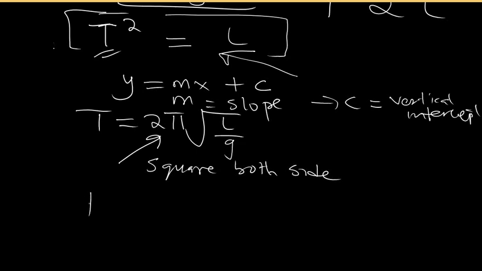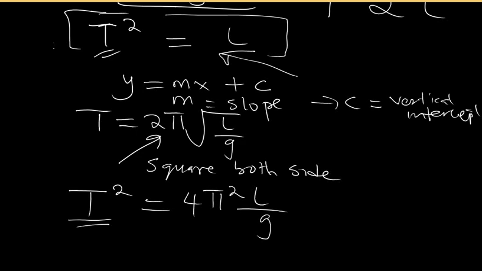All right, so I'll square both sides. I have t square. If I square 2, I'll have 4 pi square. Then if I square the square root of L all over g, I'll have L all over g. So as you can see, what I ended up with is t square as the dependent variable, while L is the independent variable.